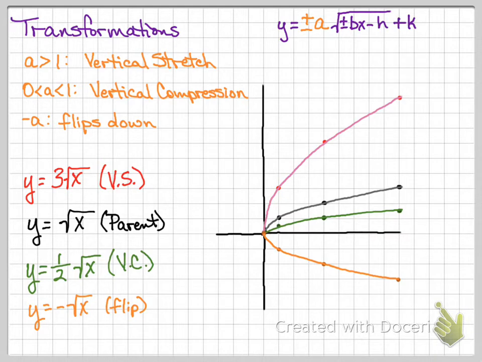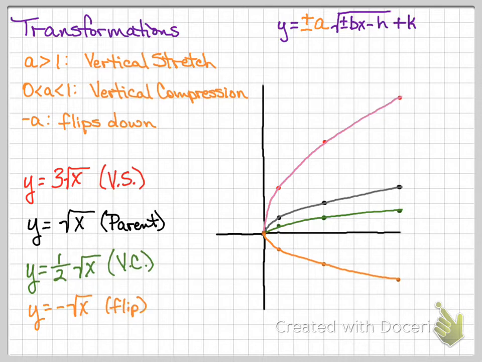The transformations now we're going to look at the plus or minus a, okay? If a is greater than 1, it's a vertical stretch. We see that in our first equation, y equals 3 times the square root of x for our vertical stretch, and that's our pink line with the red dots, okay? So that's a wider graph away from the x-axis. The y equals the square root of x in the black and gray, that's our parent function.